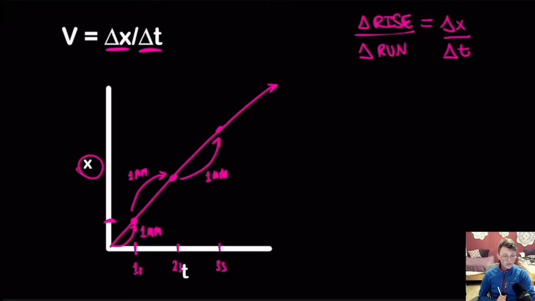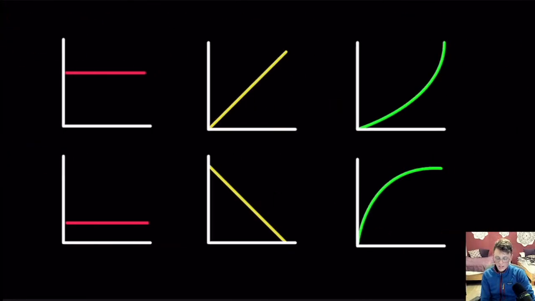So on this particular graph, which is a distance, or sorry, displacement over time graph, the slope right here will end up being your velocity. Okay, well then what's the difference between all of these graphs?